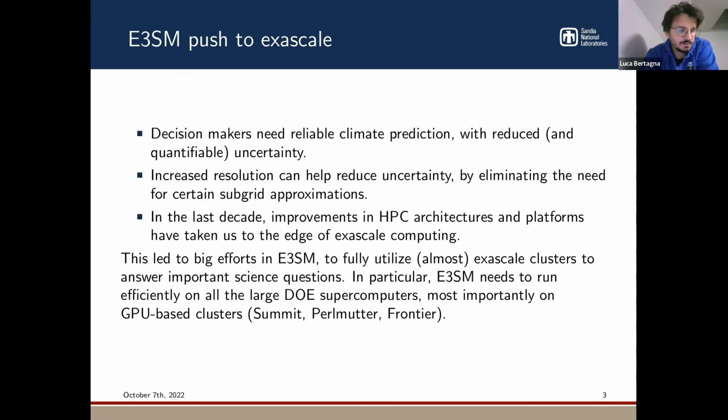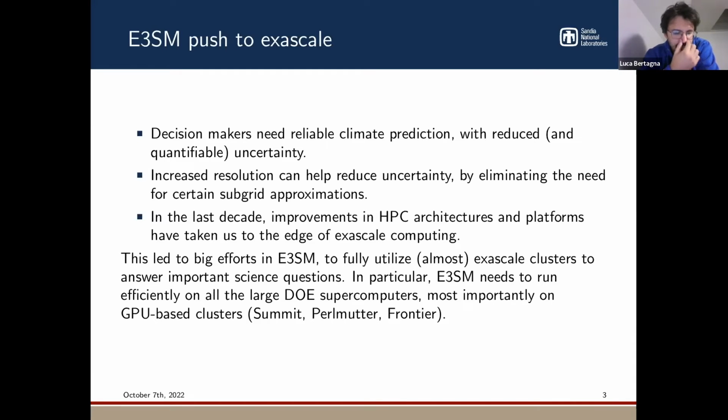The other factor driving this exascale push was that we finally had machines that were at the edge of exascale. Most of these machines were using accelerators and GPUs. So this led to a series of efforts in E3SM, not just one, to utilize these almost exascale machines, and now we're breaking exascale, to answer important science questions.